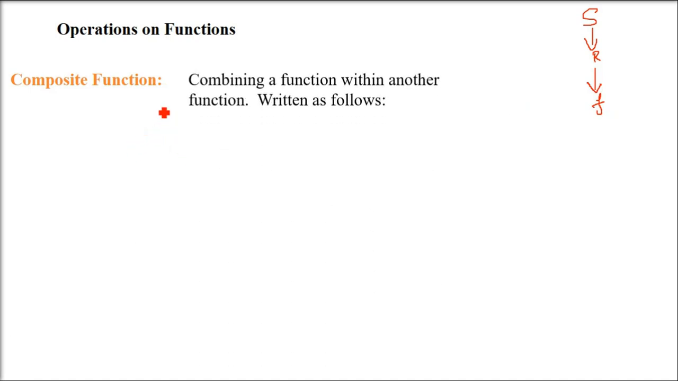What all we can do with a function? What are the operations we can perform on a function? What is a composite function? We are combining two functions. Composite function is combining a function within another function. So it is f of g(x). It is also written as (f∘g)(x).